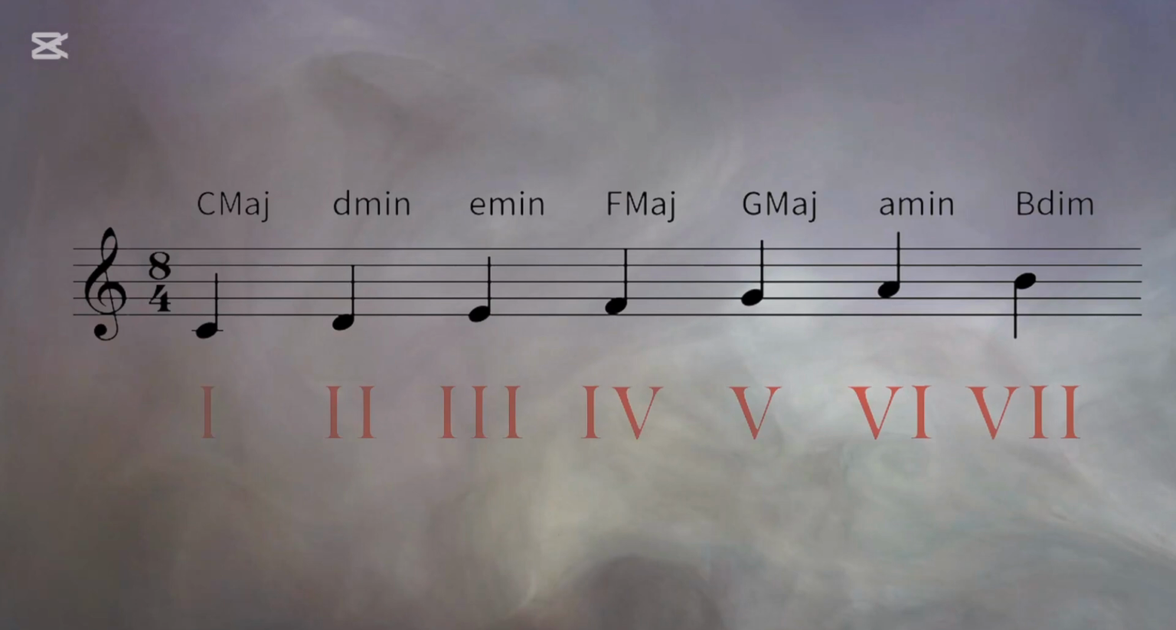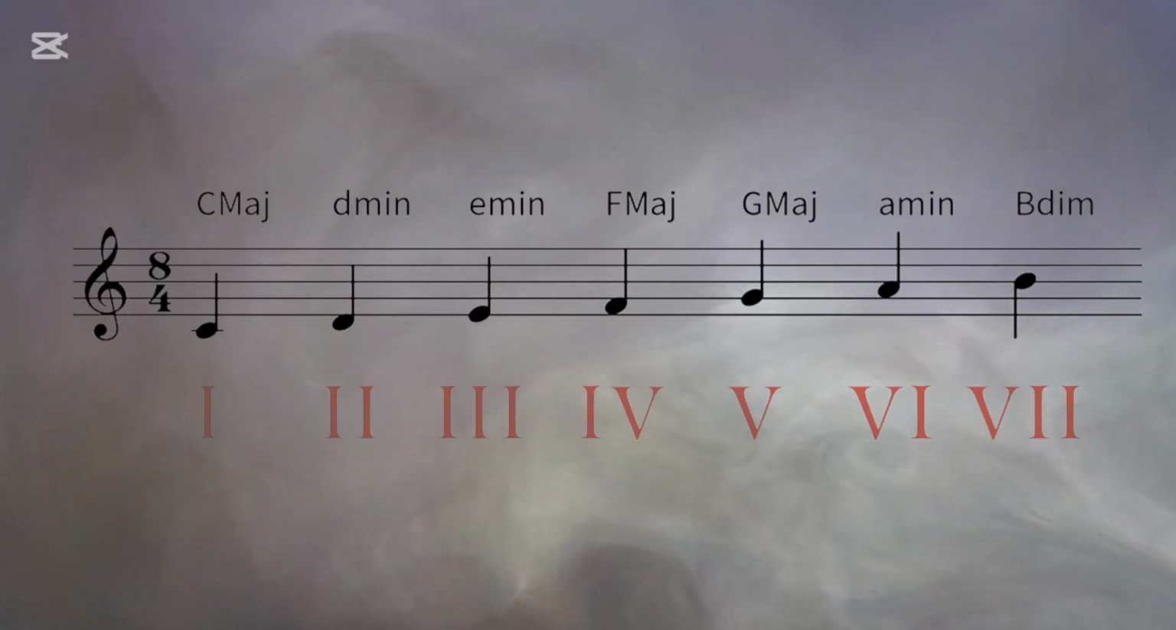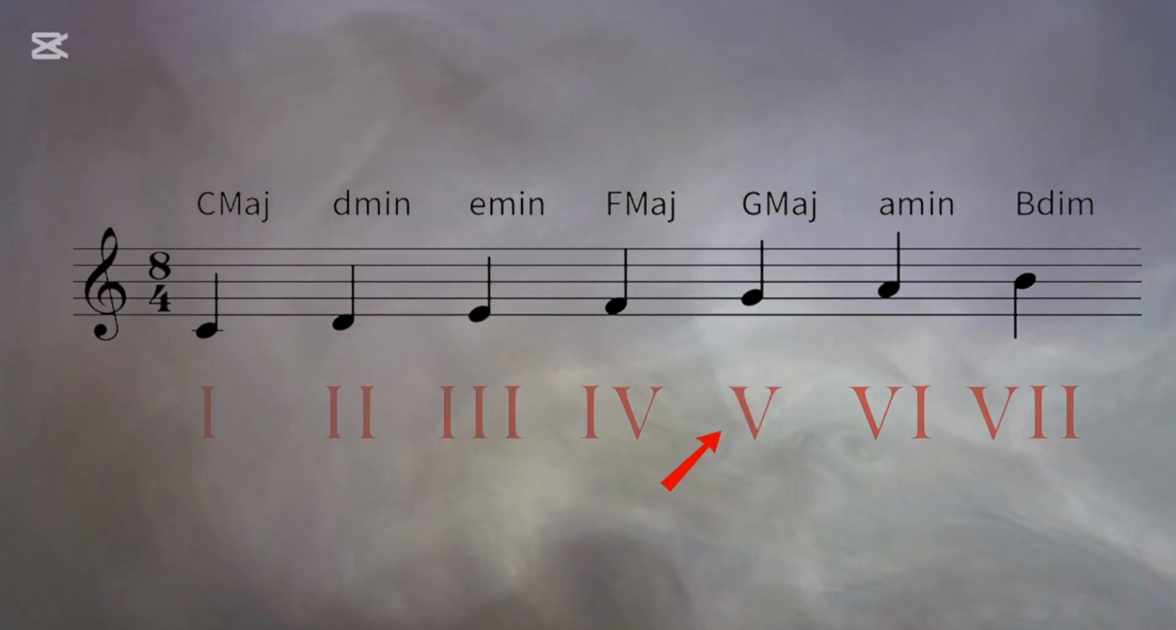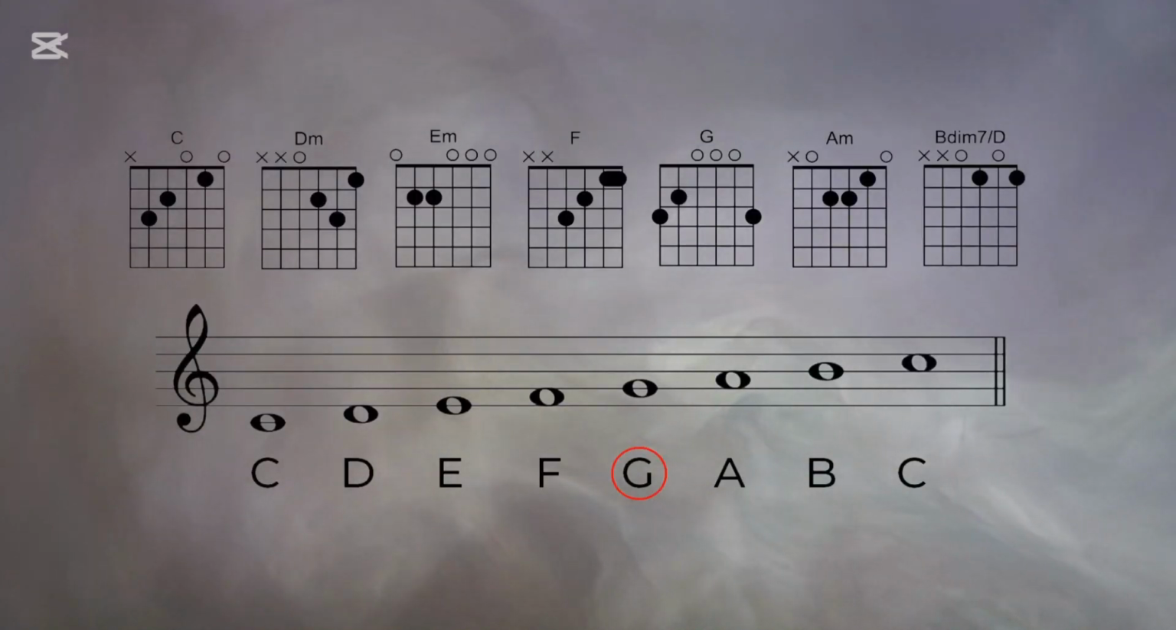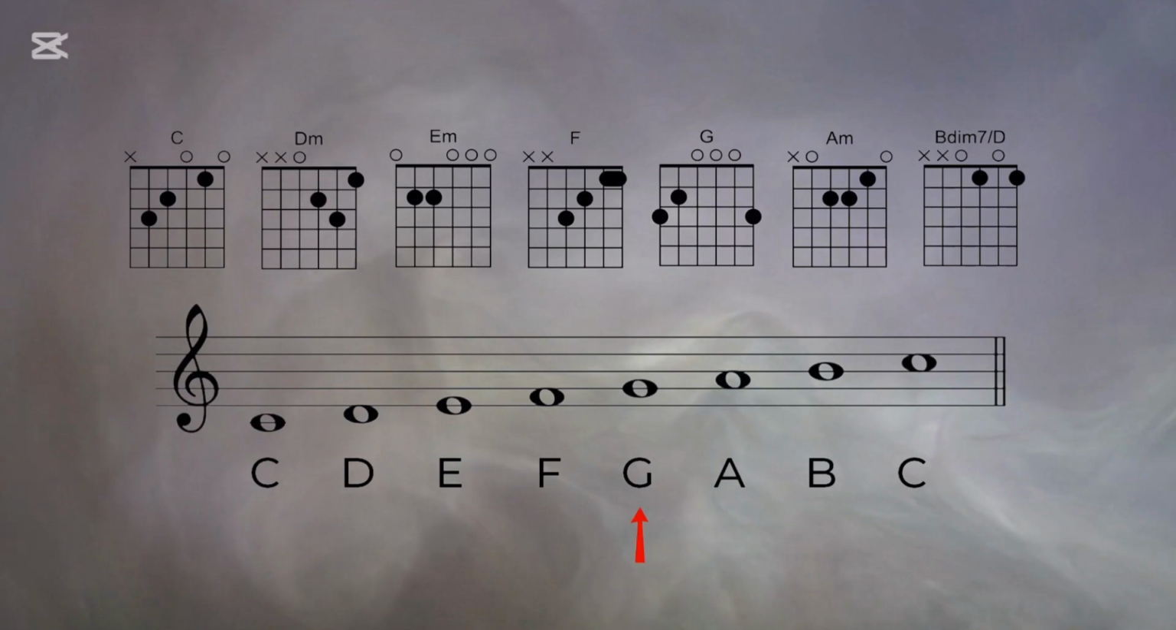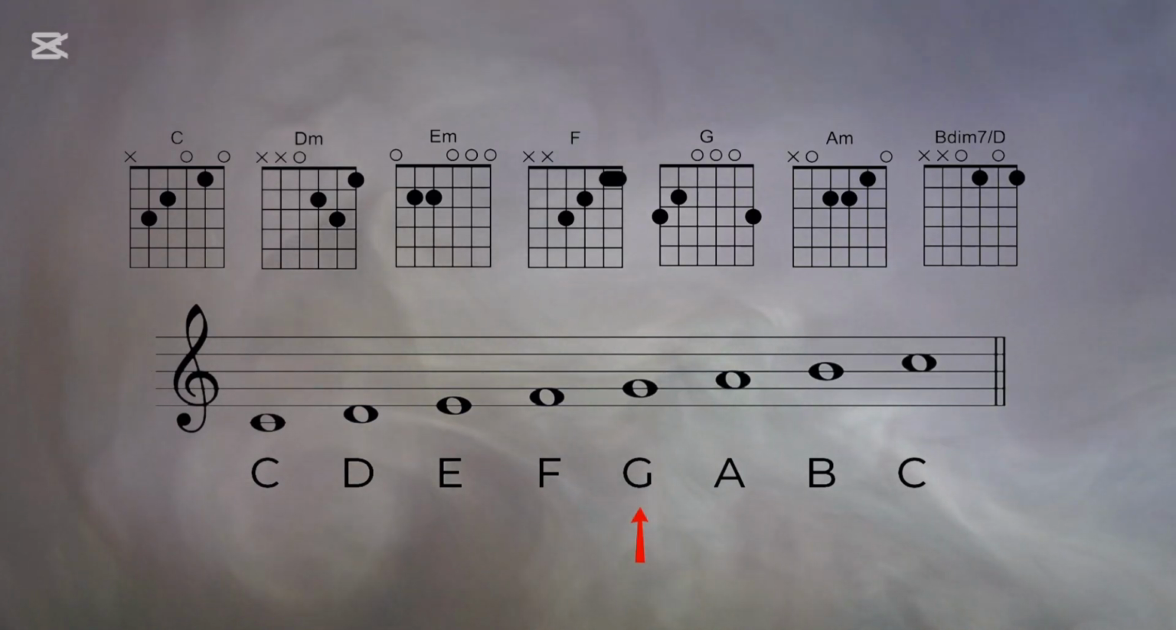Now, in order to understand secondary dominant chords, we must first go over primary dominant chords. In a key, there is always a primary dominant chord, that being the 5 chord. So, in the key of C major, for example, the 5 chord is G. The 5 chord creates a strong feeling of tension and anticipation, which naturally resolves to the tonic chord.